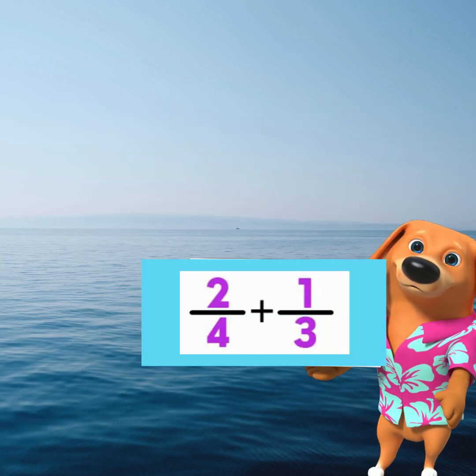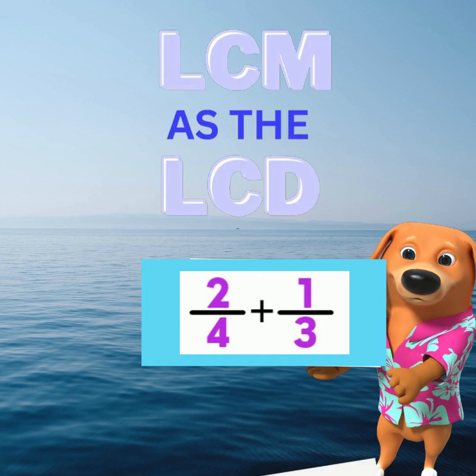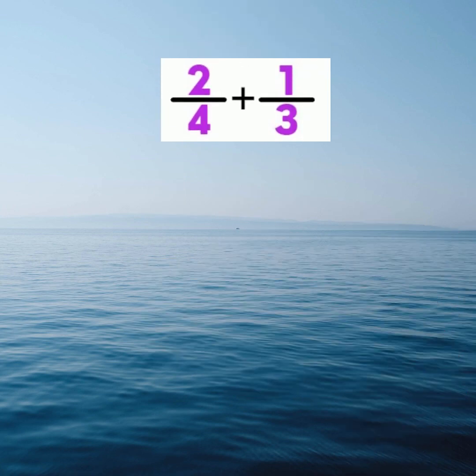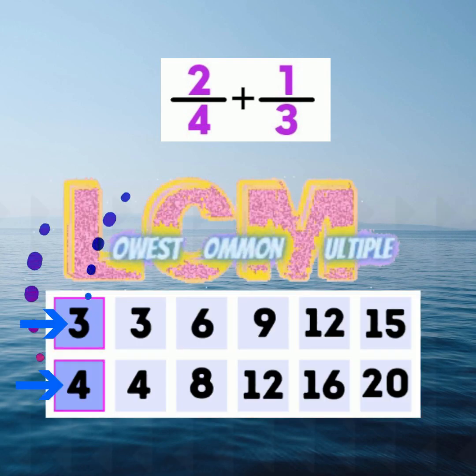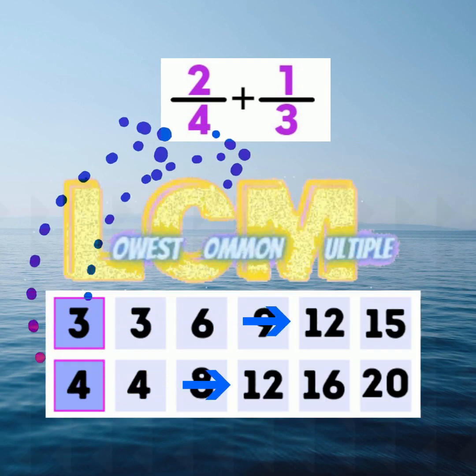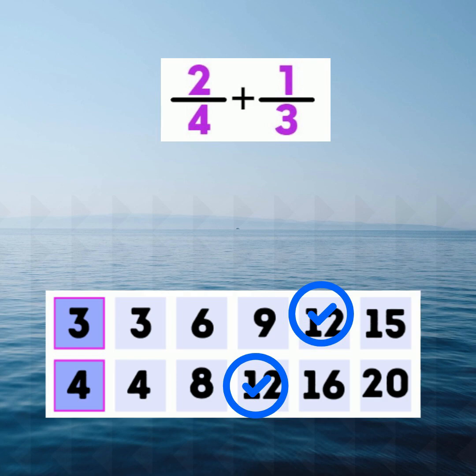When adding or subtracting two unlike fractions, you must find the lowest common multiple of the denominators. Here are the first 5 multiples of the denominators. As we look down the row, the first multiple they share is 12, so 12 is the LCM.